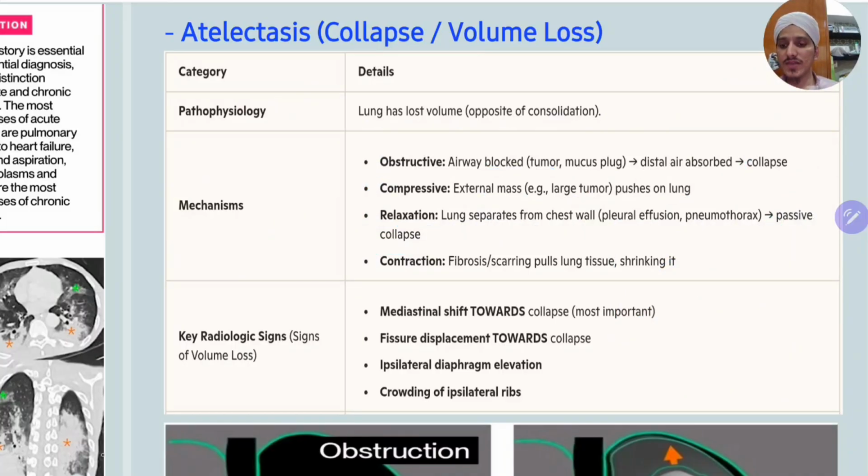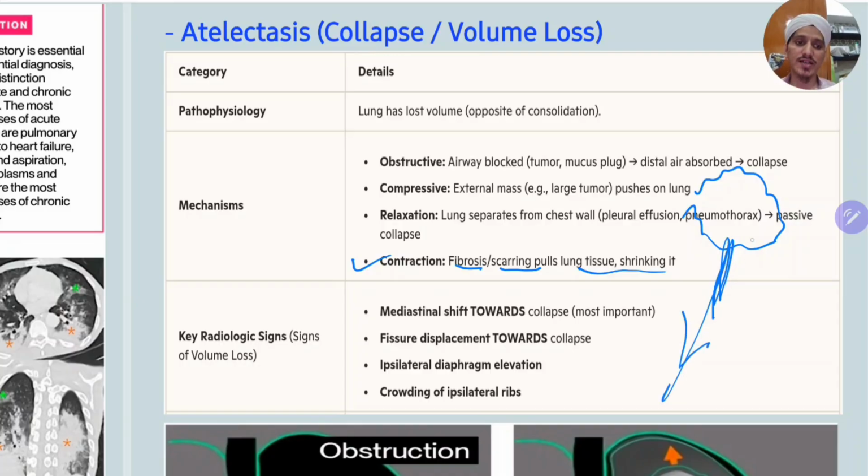Okay. So the last one is contraction, where some fibrosis or scarring pulls the lung tissue, which will shrink it. So if this is a lobe of the lung, some scar will pull this lung tissue downward, causing it to collapse. So that is the fourth type.